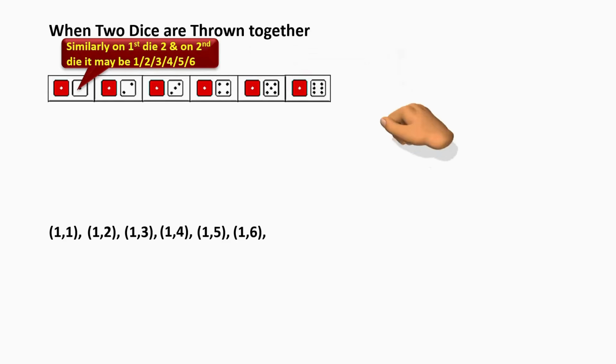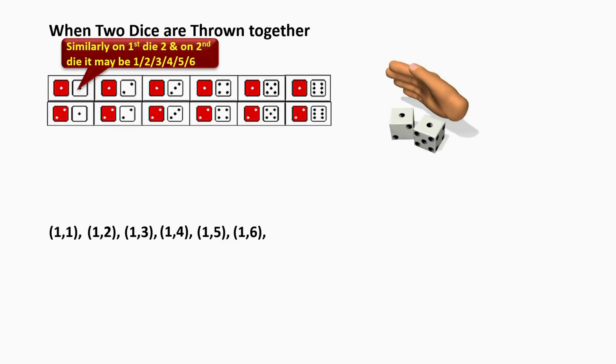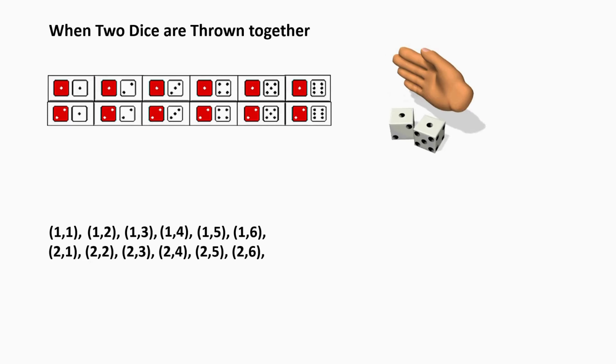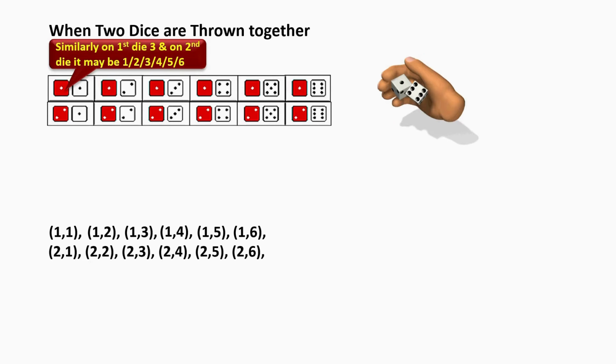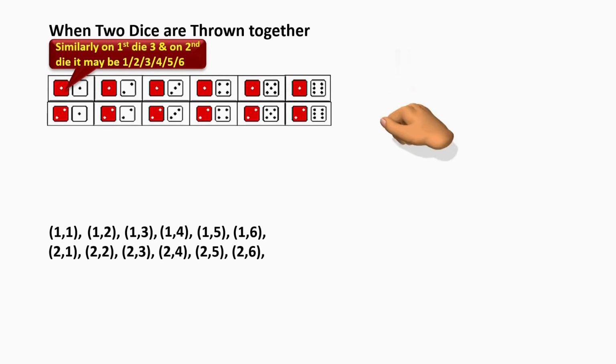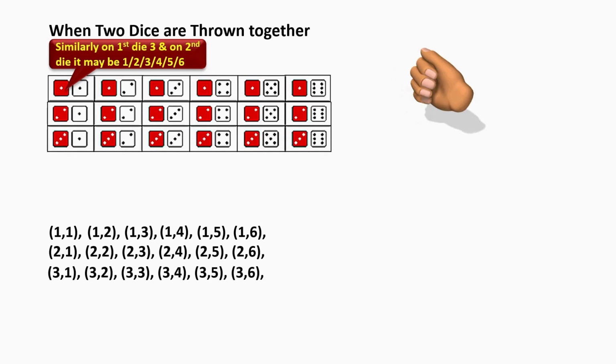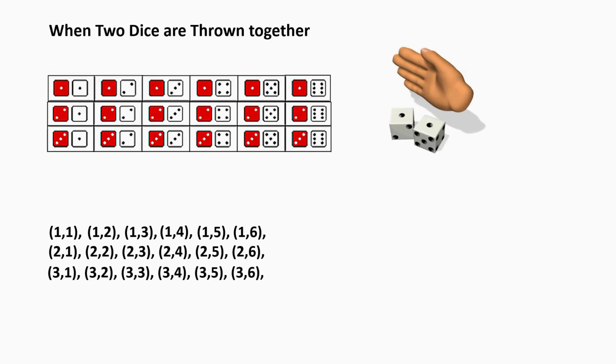Now, similarly, consider the first die as 2 and the second die can be any value from 1 to 6. So what are the possible outcomes? That is 2-1, 2-2, 2-3, 2-4, 2-5, 2-6. In this way, the first die we can consider as 3 and the second die can be between 1 to 6. So we will get 3-1, 3-2, 3-3, 3-4, 3-5, 3-6.